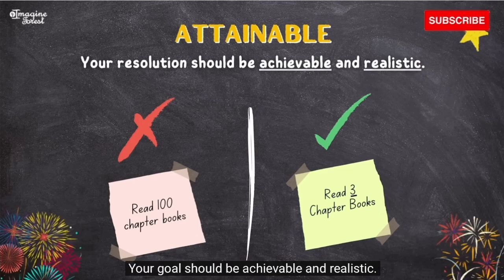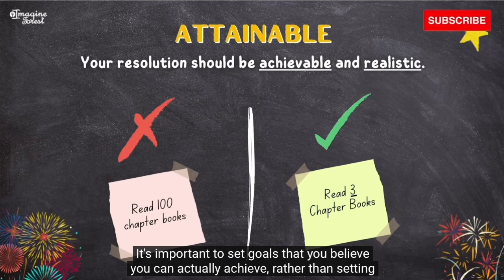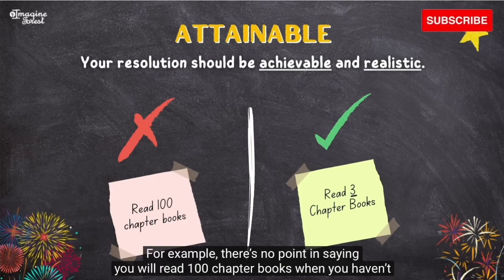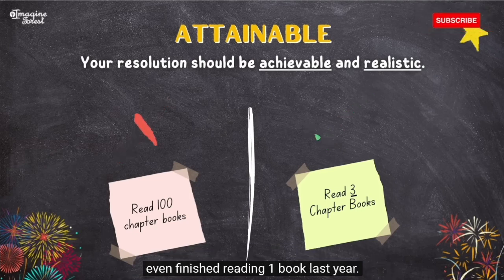The third element is make it attainable. Your goals should be achievable and realistic. It's important to set goals that you believe you can actually achieve rather than setting yourself up for disappointment. For example, there's no point in saying you'll read 100 chapter books when you haven't even finished reading 1 book last year.